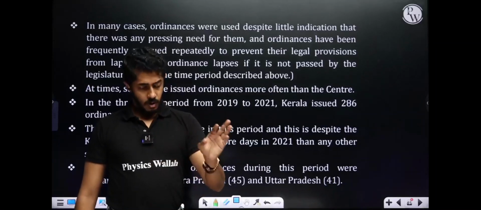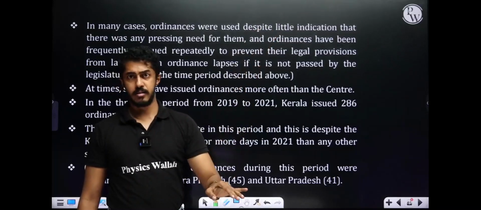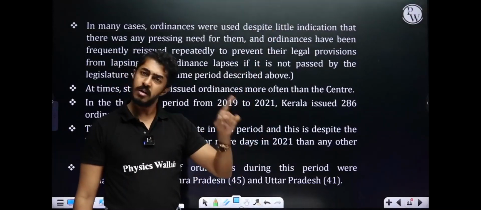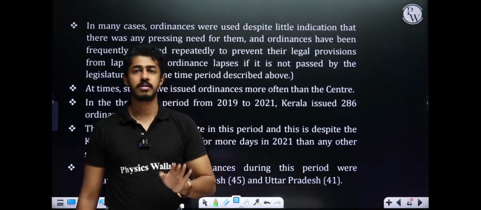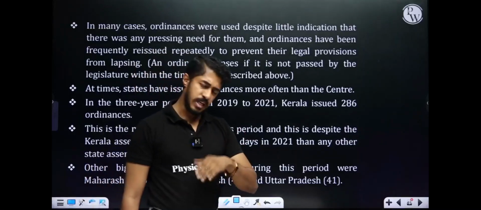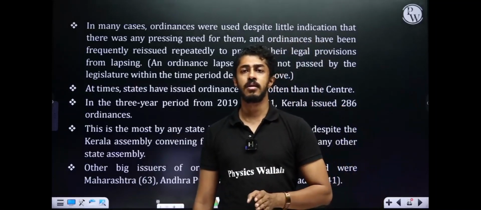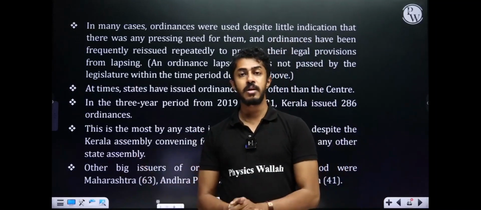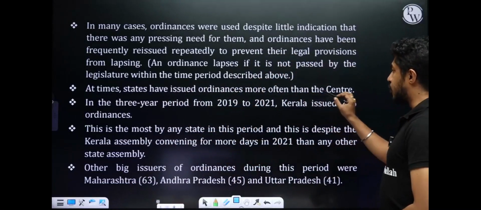So, ordinance, once you are issuing it, be it center, be it state, it needs to be approved by the parliament at the center or the legislative assembly at the state. Center, we saw, is reissuing even after the Supreme Court ruling. What about states? States are also doing the same thing. At times, states have issued ordinances more often than the center.